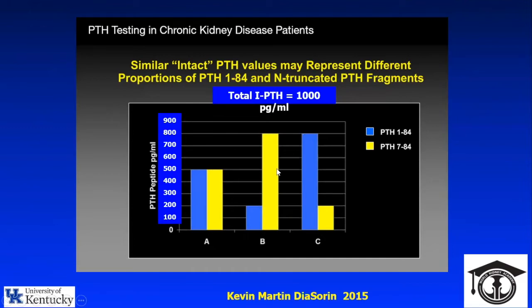However, another patient might have the same value, which is 1,000, but it has 80% of the BTH 7-84, which doesn't have the biological activity or the calcemic effect, and only 200 are biologically active. Or vice versa, you can have 800, 80% biologically active, and only 20% biologically inactive. So within a given BTH number, you don't know which one is active and which one is inactive. So this is the misleading part of the BTH assay.